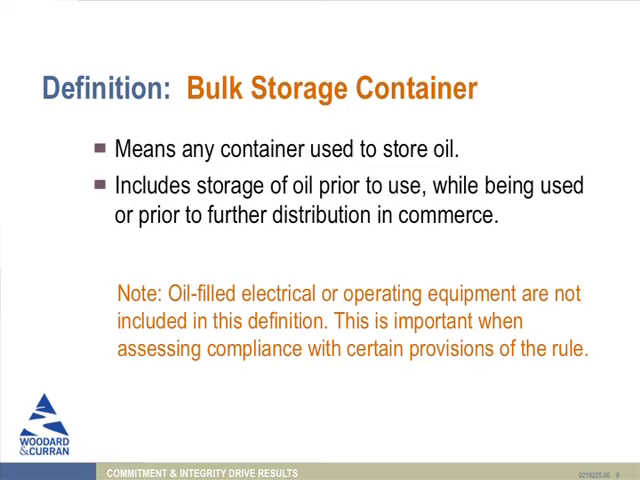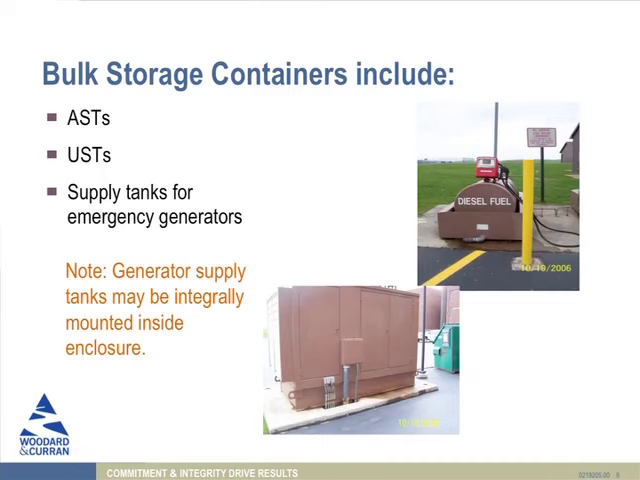Oil-filled electrical and operating equipment are not considered bulk storage containers. They are regulated under these rules if they have 55 gallons or more of oil, but they're regulated a little bit differently than a bulk storage container. And we're going to give you some examples of what bulk storage containers are right now so you have an idea. Bulk storage containers are ASTs, above ground storage tanks, USTs, underground storage tanks, supply tanks for emergency generators.